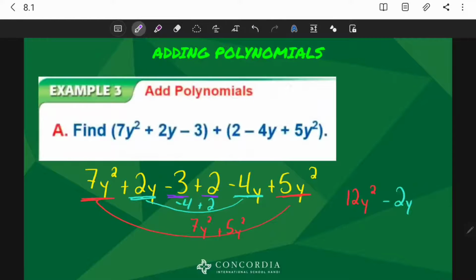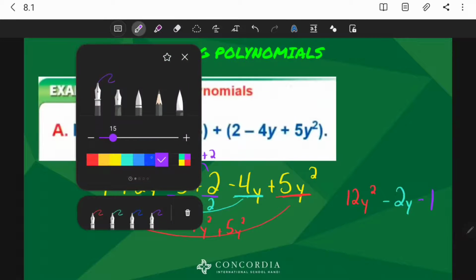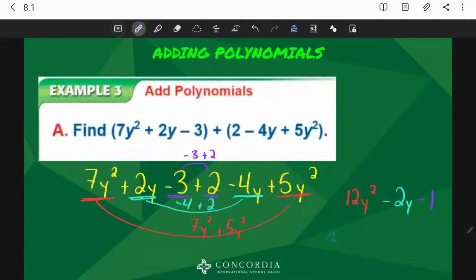And so what I'm going to do over here is join those two with a line and just put negative 3 plus 2. And if you do negative 3 plus 2, you're going to end up with a negative 1. I'm going to rewrite this for you in a single color so it makes it easier to see. And I have my final reworked expression: 12y to the power of 2 minus 2y minus 1. And of course, I did that by adding and joining like terms.